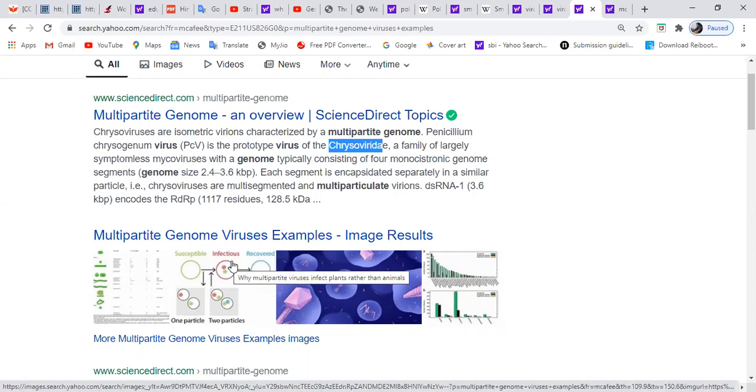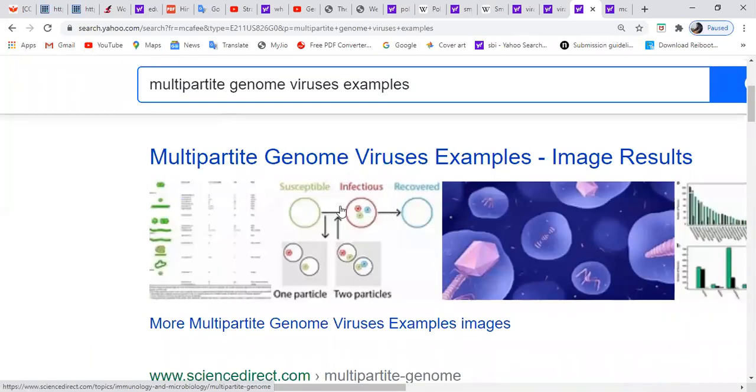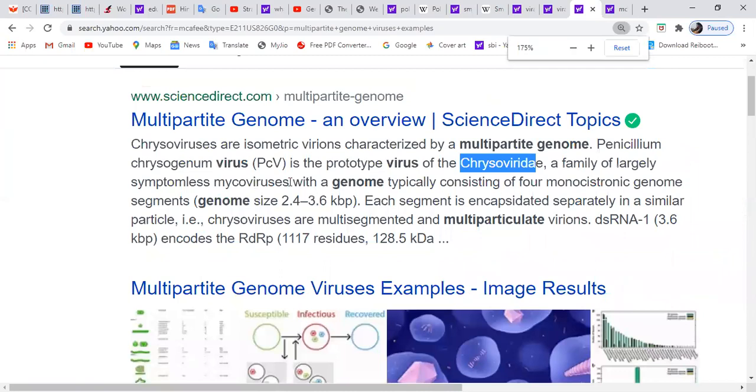So each time, if you see, this particular virus can give rise to two particles in which the genome segment is packaged separately. It has this red color segment and this green color segment, for example. Now, each segment which is packaged into this particular mycovirus consists of four monocistronic genome segments.